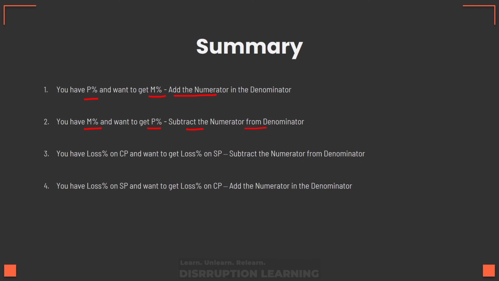Now, in the third case, if you have loss percentage on CP and want to get loss percentage on SP, you simply subtract the numerator from the denominator. Okay. And when you have loss percentage on SP and want to get loss percentage on CP, you simply add the numerator and the denominator.